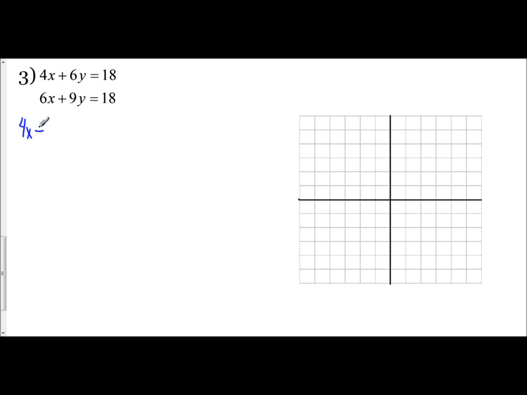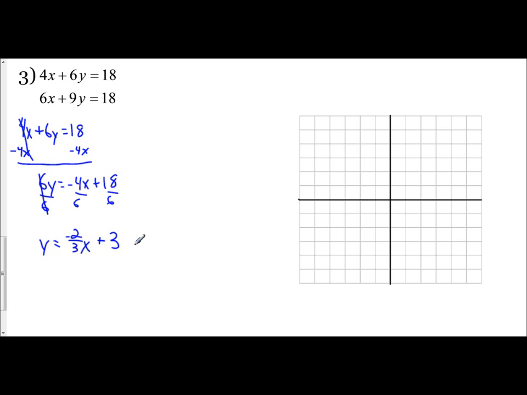So if I have 4x plus 6y equals 18, I am going to move the 4x over by doing subtraction, since it's a positive. And you get 6y equals negative 4x plus 18. And divide by your coefficient. So divide every term by 6 to cancel it out. And then you simplify. Negative 4/6 is actually negative 2/3. So you have negative 2/3 x. 18 divided by 6 is 3.